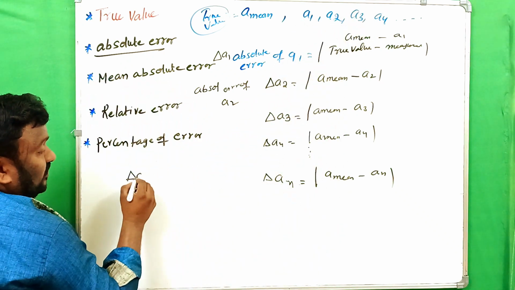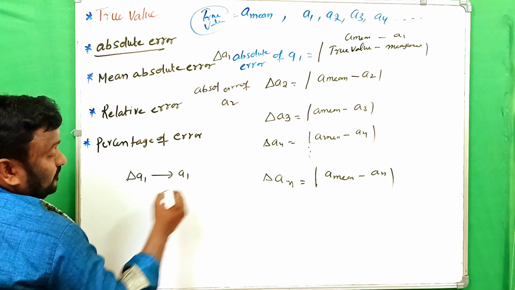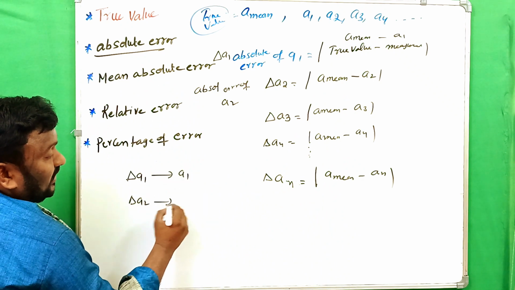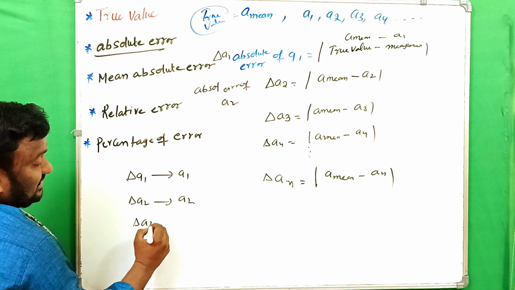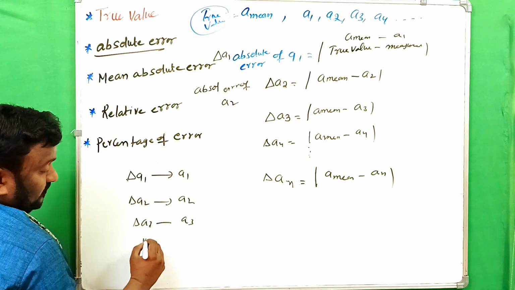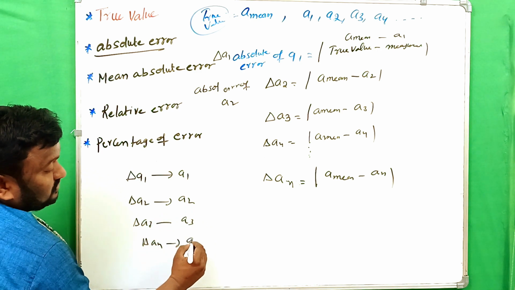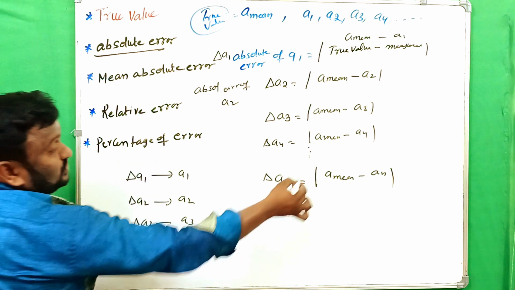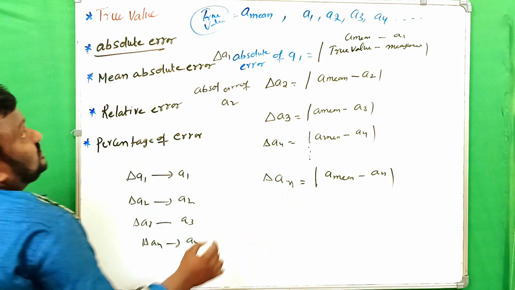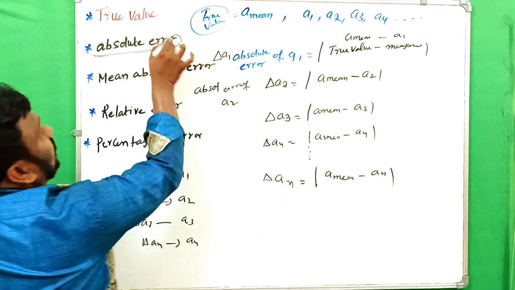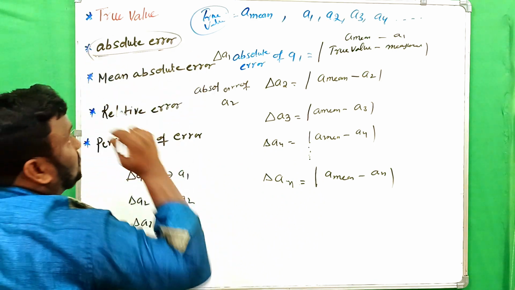So delta A1 is the absolute error of A1, delta A2 is the absolute error of A2, delta A3 is the absolute error of A3, and delta AN is the absolute error of AN, and so on. This is how we can write the absolute errors for different measured values.